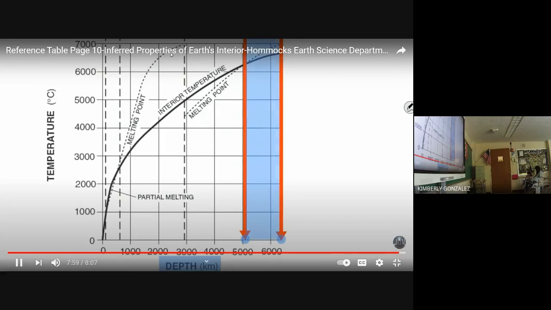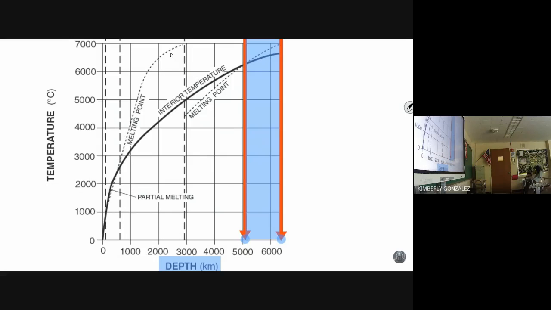Okay, so that's essentially the inferred properties chart. A lot of information here. Make sure you know how to read it. Thanks so much. We'll talk to you soon.